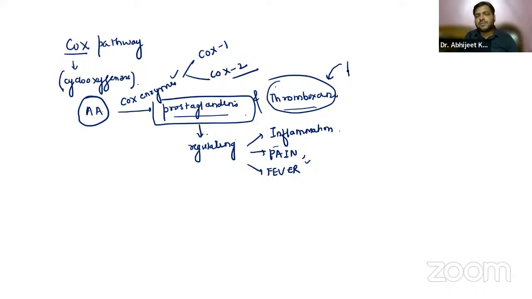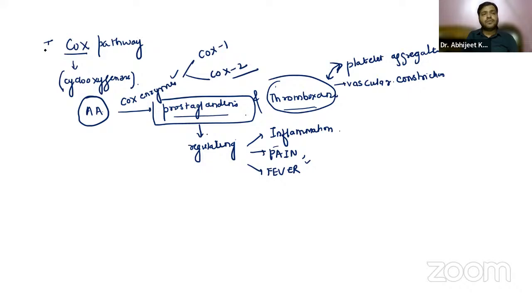So they play a role in platelet aggregation and vascular constriction. Vascular means the blood vessels. They constrict in response to a particular injury, right? Obviously, whenever there is a cut, the blood vessels will try to constrict so that there is limited loss of blood. So that is vascular constriction, right? So that is again something you have to remember, okay?